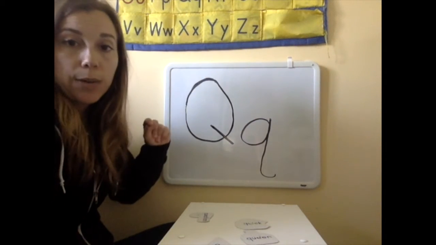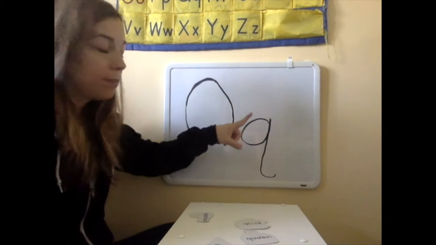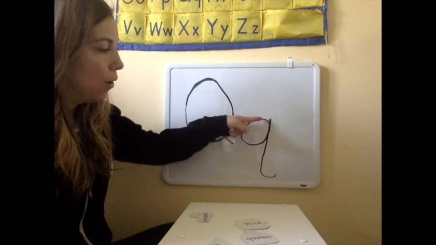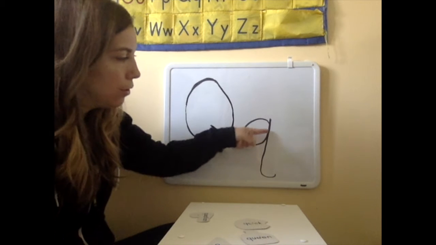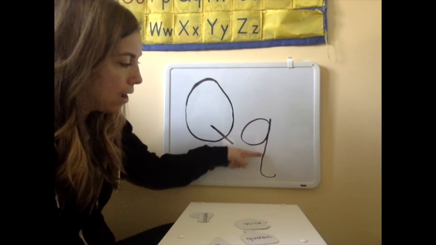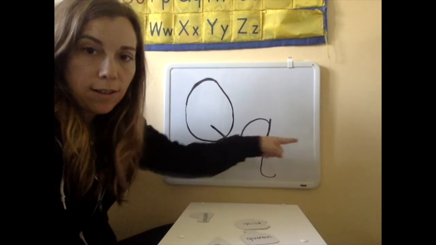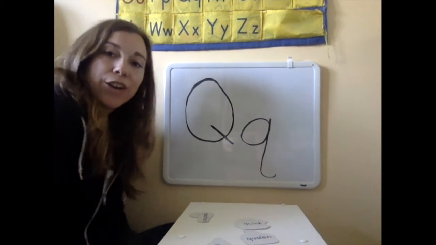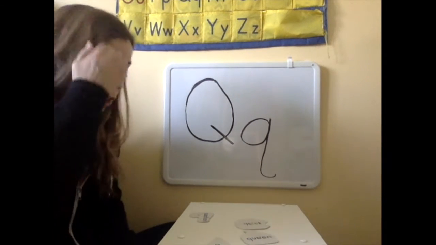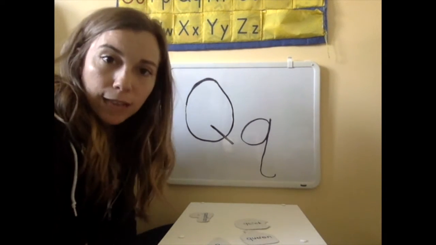Let's make our lowercase q. Get out your magic finger. Here we go. Around the circle. And then down in a tail. Very good. Letter Q. Letter Q is kind of a special letter.